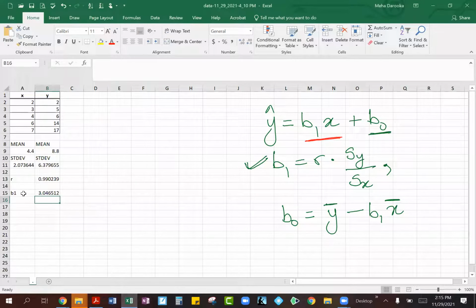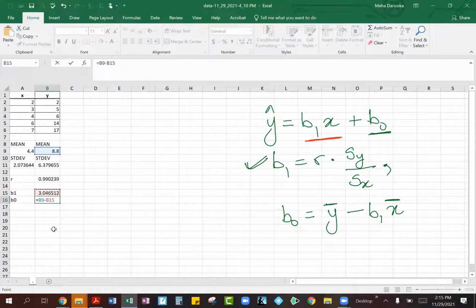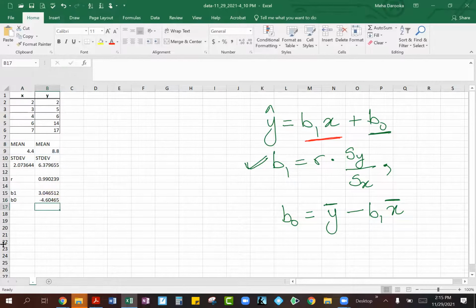So coming back, we've got our B1 now. Let's calculate the B0. So looking at the formula, you will see we start out with the average of the Y values. So that's the 8.8 number here, minus you multiply B1, which we just calculated as 3.046512. So you're doing average of Y minus B1 multiplied with the average of X. Okay, so average of Y minus B1 times average of X, and that gives you your B0. And this will now be our equation.